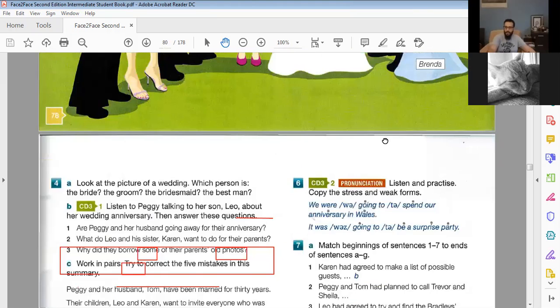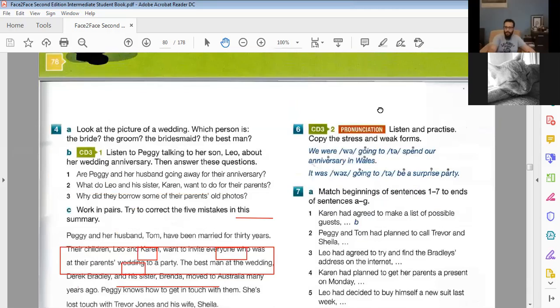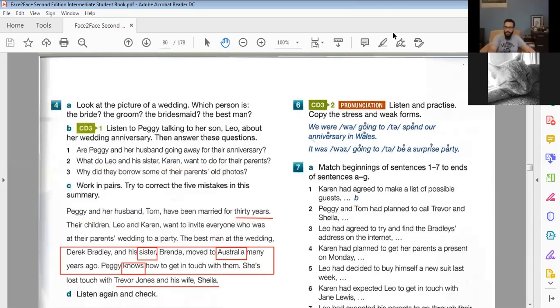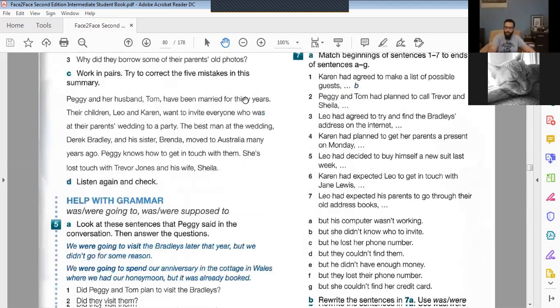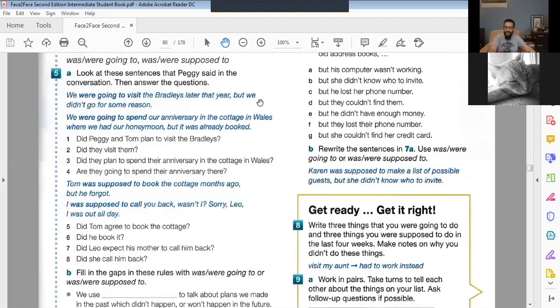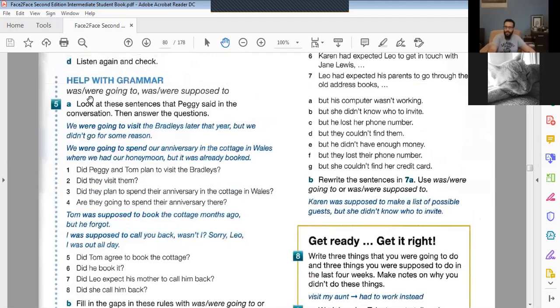All right. So, you know, this is just a little example about weddings and stuff like that, and getting into contact with people. Now, in our next lesson, we are going to start with was going to or was supposed to. So here, can you read the first 2 sentences here in blue? Let me box them for you. These 2, can you read them?